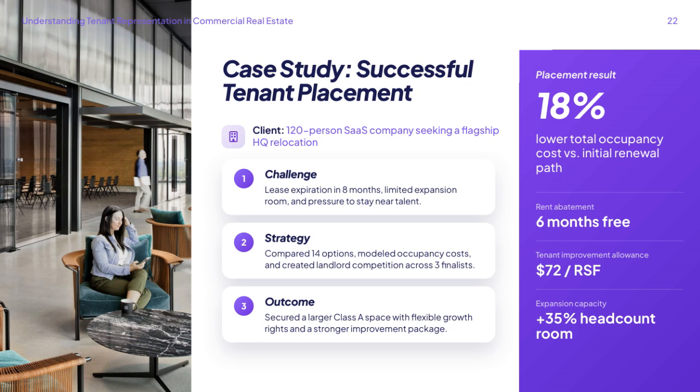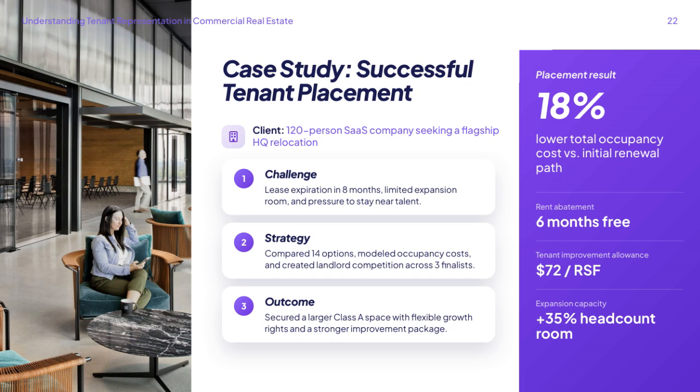To address this, we developed a comprehensive strategy. We compared 14 different options, carefully modeled the occupancy costs for each, and ultimately created competitive tension among 3 finalist landlords. This approach ensured we had leverage to negotiate favorable terms. The outcome was a bigger Class A office space, featuring flexible growth rights and a significantly improved tenant improvement package.